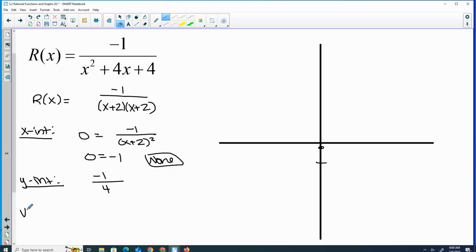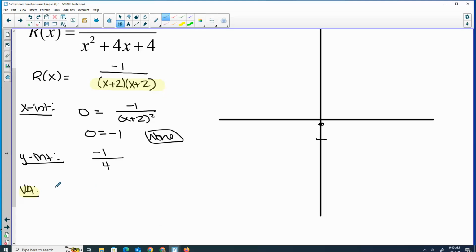Then we do asymptotes. Where do you find vertical asymptotes? Vertical asymptote is what makes the bottom 0. That's part of why we factored it. So now it's easy to see what makes x plus 2 equal 0. Negative 2. So my vertical is at x equals negative 2.